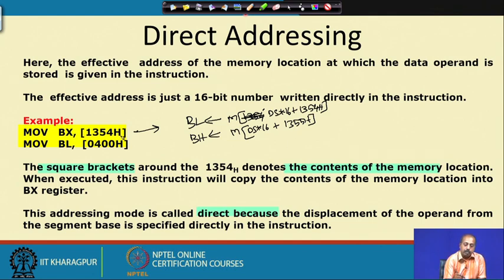The next memory location content will come to the BH register, because this is a 16 bit data movement, whereas this instruction is a 1 byte data movement. So, the BL register will get the content of memory location 16 into DS plus 0400. This is called direct mode, because the displacement of the operand from the segment base is specified directly in the instruction itself. So, that is the direct mode of operation.